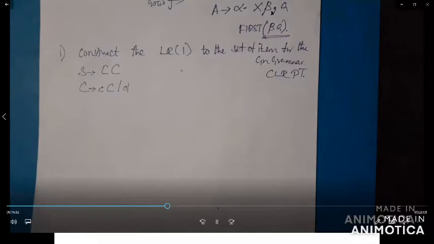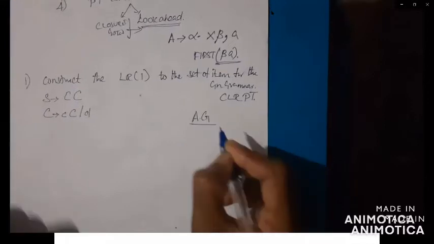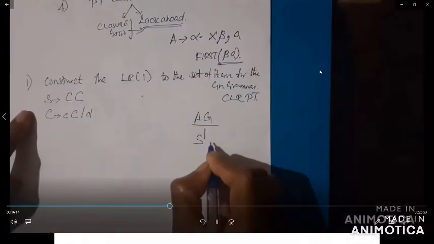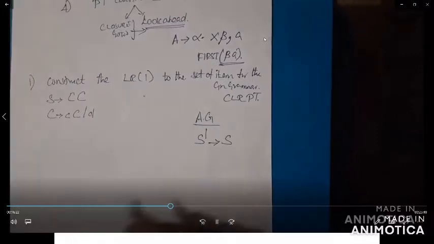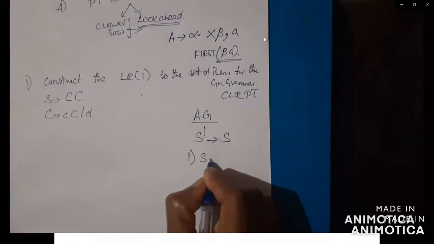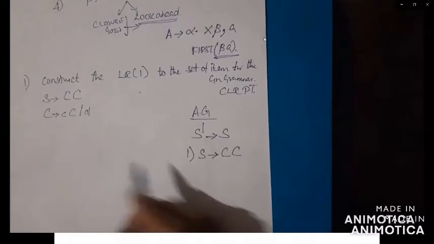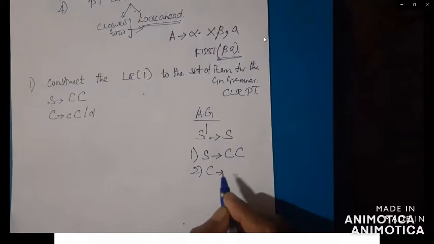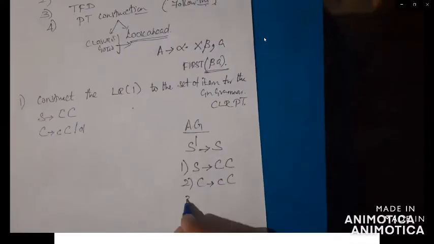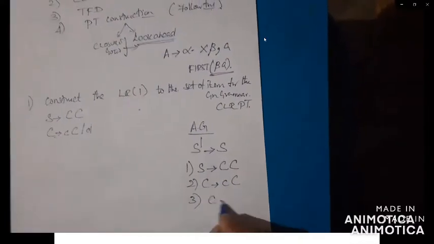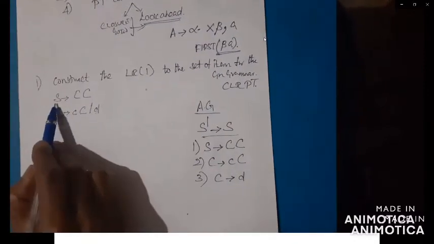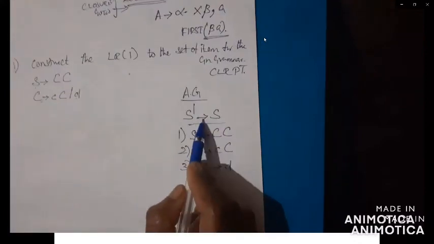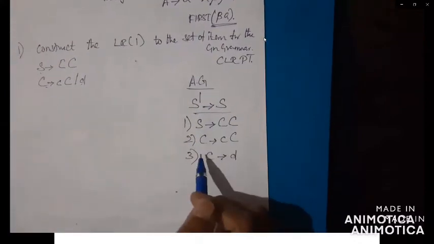So what is the first thing you have to check? The augmented grammar. The starting symbol of the grammar is S, so you have to create a new production S dash tends to S. Second, you write the individual productions: S tends to CC, C tends to small c capital C, and C tends to small d. So for the augmented grammar, you create the starting production S dash tends to S.